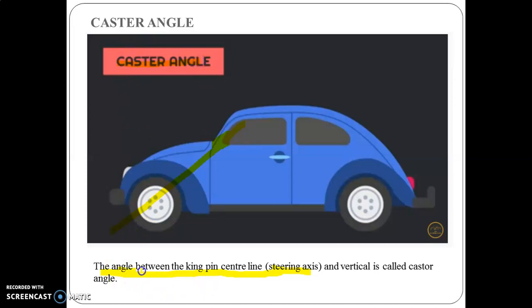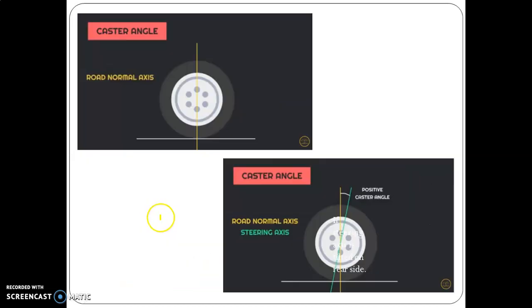It is the angle between the kingpin center line or steering axis and the vertical, and it is called caster angle. Or when we say the caster angle is the tilt of the kingpin center line or steering axis toward the front or rear of the vehicle. The caster is positive and negative. We will discuss that in the next slide.